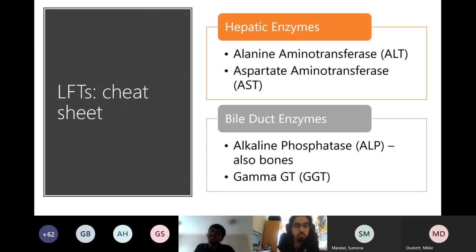So here's a quick cheat sheet I made on some hepatic enzymes. This is the very bare minimum you need to know about LFTs. You probably need to know a bit more, but this is the bare minimum you definitely need to know. ALT and AST are hepatic enzymes, which means that when they're raised, there's a hepatic pathology. ALP and gamma GT are bile duct enzymes. So when those are raised, there's a problem in the bile duct. If the problem in the bile duct is severe enough that it tracks up to the liver, they can get a mixed picture from both, where both sets of enzymes are raised. So just keep that in mind.